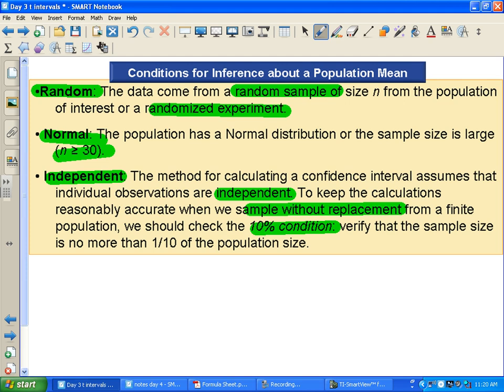Those 3 conditions will show up again when we get into hypothesis testing. These conditions are what you'll check for hypothesis testing. These conditions are what you check for confidence intervals. Confidence intervals and hypothesis tests go hand in hand. Okay? We all right with those big 3?